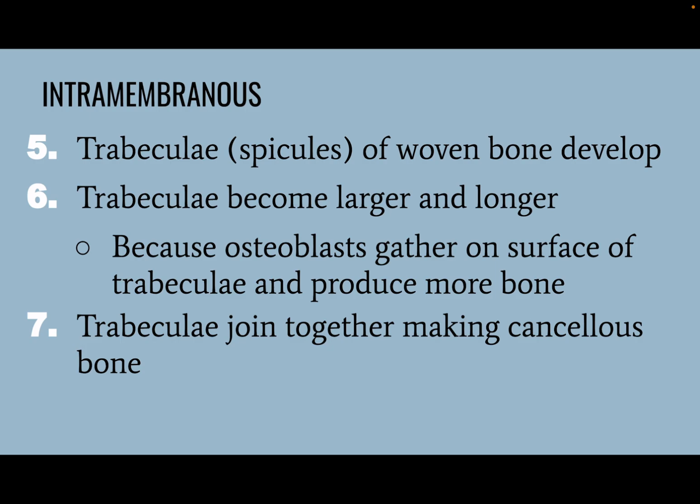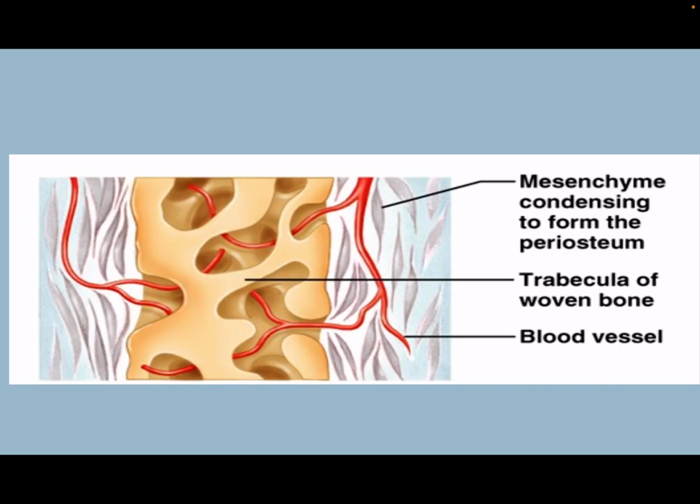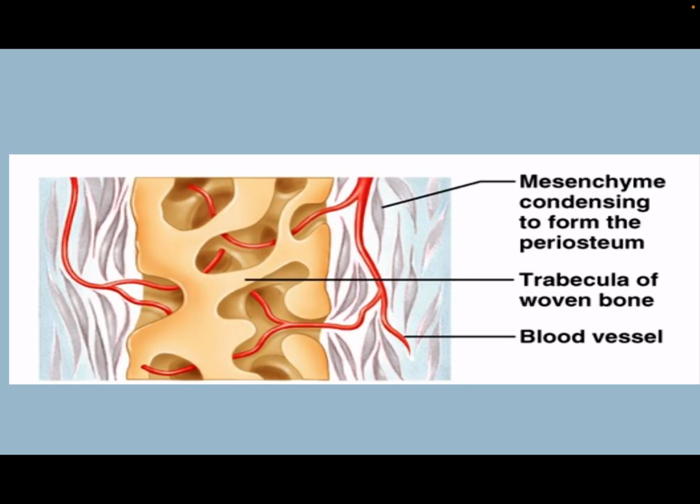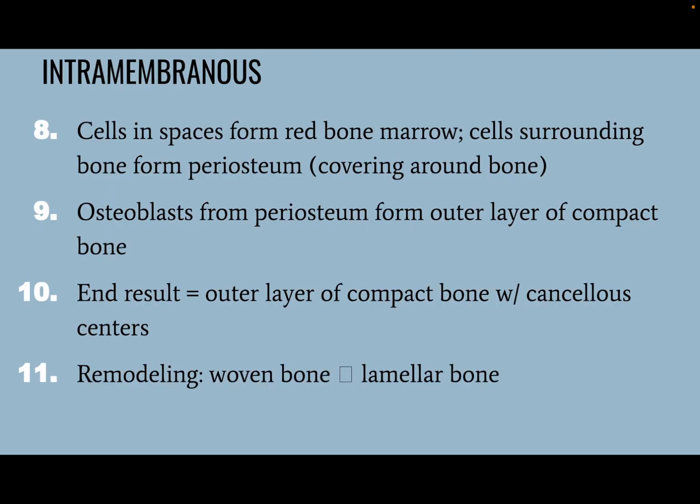Eventually, those trabeculi will join together, and they're going to make cancellous bone, which is spongy bone, right? So I have trabeculi, then I get these trabeculi joining, but there's spaces between them, so now I have cancellous bone, okay? And it's looking a lot like this, with the trabeculi and the spaces between them, and that's what's causing the formation of that cancellous bone. From there, I start to form red bone marrow. So if I go back to this picture, these blood vessels are extending into those open spaces.